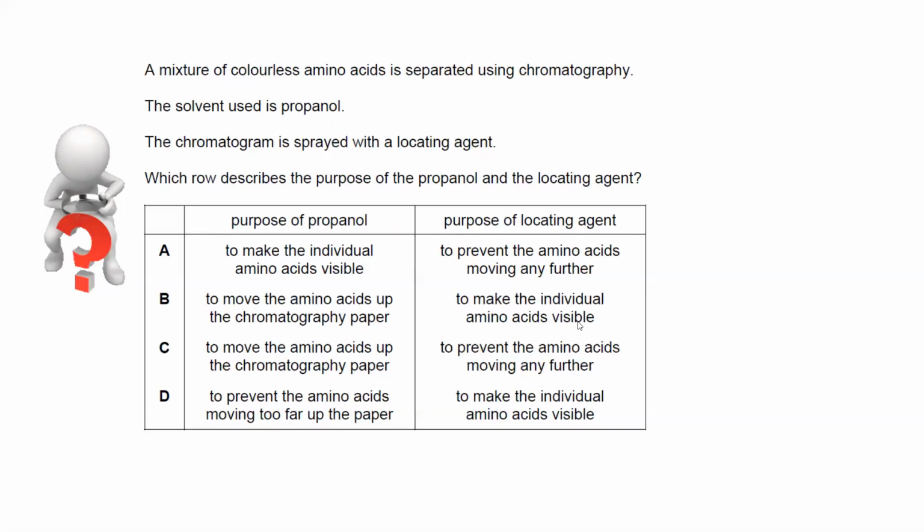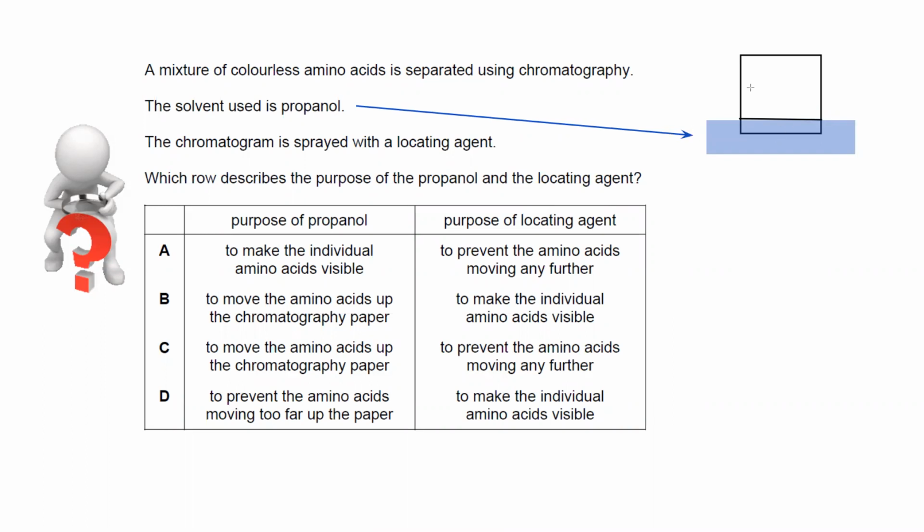So the correct answer for this one is B. And why is B the right answer? This is a chromatogram, you draw the origin with a pencil, you use propanol as a solvent. When this chromatogram absorbs propanol, the propanol will rise, and as the propanol rises, the amino acids will also move up on the chromatography paper.